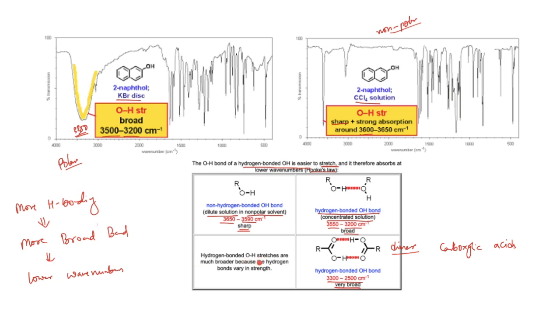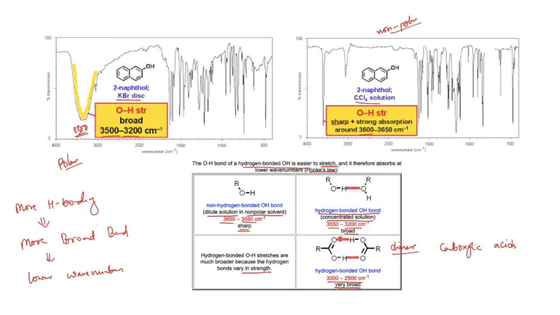Now hydrogen bonded OH stretches are much broader because the hydrogen bonds vary in strength. So that's because the strength varies. A hydrogen bonded OH bond will have a variable strength, so that's why it gives a broad band, because you cannot stretch that at a particular wave number. You will not apply a particular energy to stretch that. You will have to apply a variable energy.